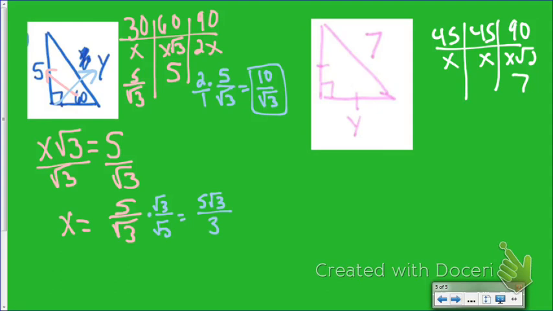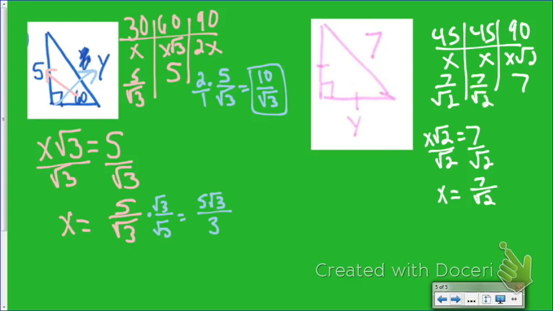And again, I need to solve for x. So I'm going to say that x root 2 is equal to 7. And to get the x by itself, I'm going to divide by the square root of 2. And I get that x equals 7 divided by the square root of 2. So then I'm just going to fill in those columns. I don't have to rationalize it. And I'm looking for y, which is across from that 45-degree angle.